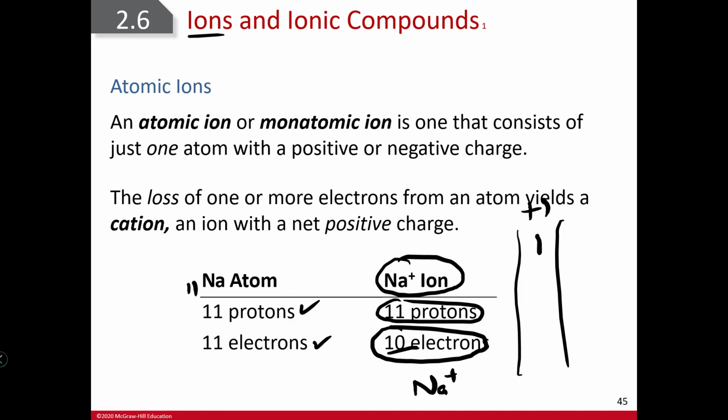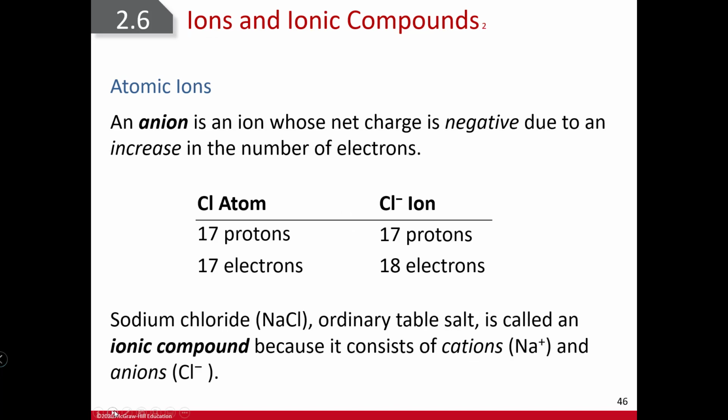A positive ion is called a cation. You need to know the terminology. That's easy to remember. That looks like a T, right? In cation. So sodium is a cation, with a net positive charge. Metals tend to form positive ions. So that's why you need to know the periodic table and where the metals are located. Metals form positive ions.